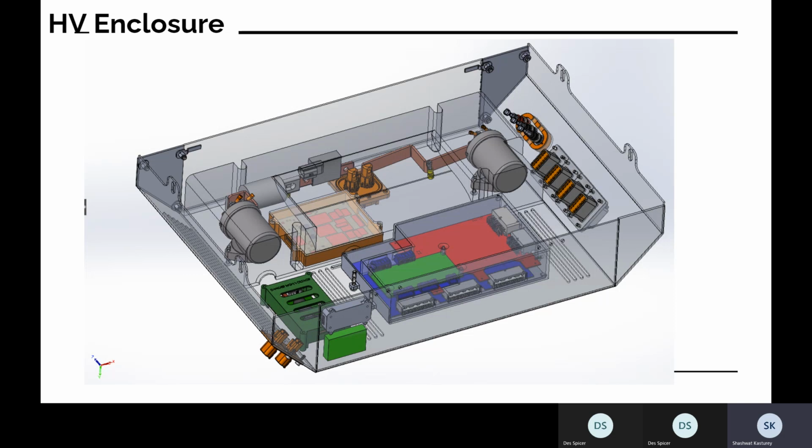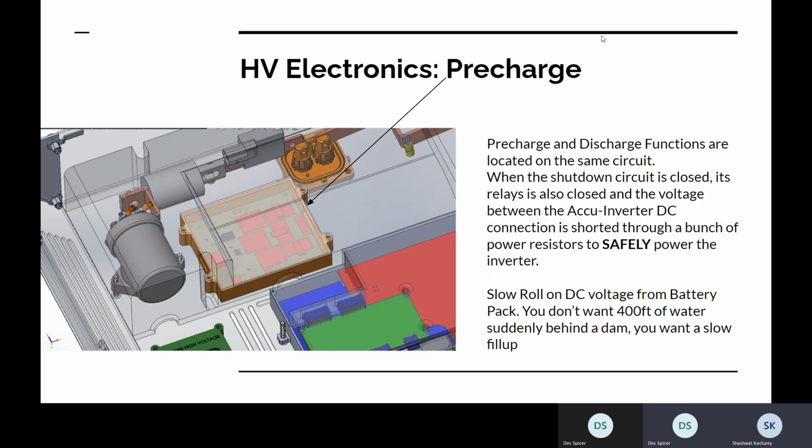The last part, and probably one of the most crucial, is the pre-charge discharge circuit. I'm going to go into detail on subsequent slides, so I won't ambush you with detail just yet. But as I said, pre-charge and discharge basically make sure that you have a slow roll on of power when the car turns on, and a slow roll off of power when the car turns off.